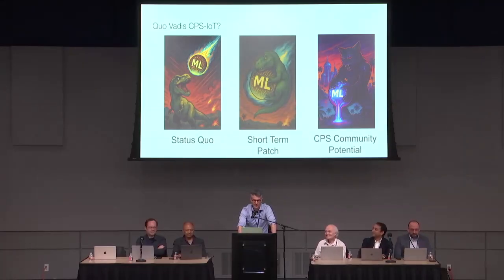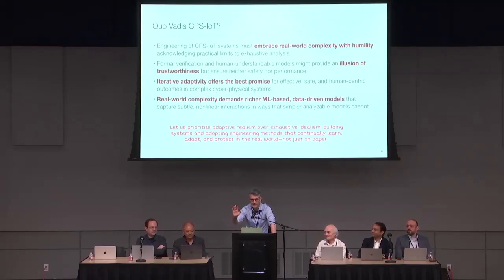So in closing, I'd like to just say, let us prioritize adaptive realism over exhaustive idealism, build systems that adopt engineering methods that continually learn, adapt, and protect in the real world, not just on paper. We want to deploy this stuff in practice.